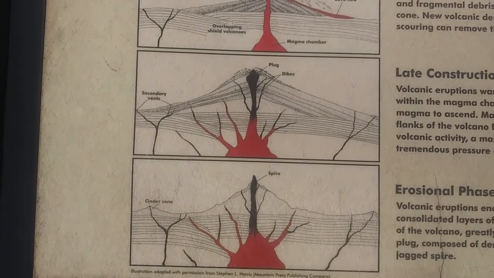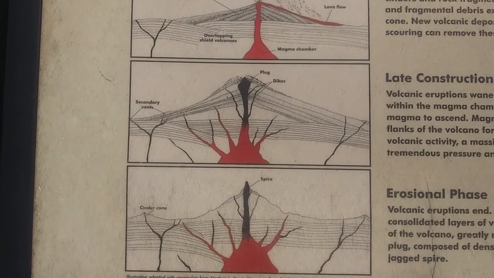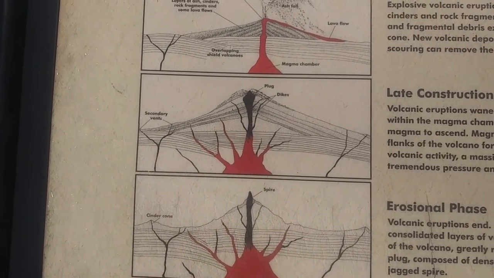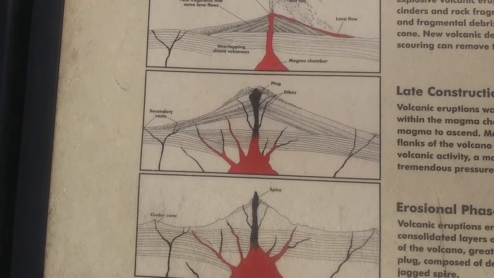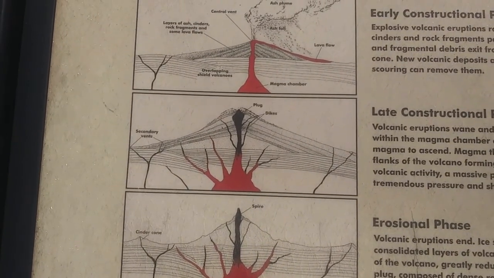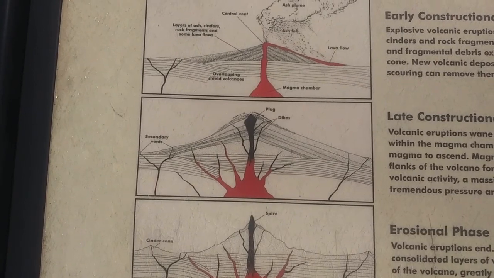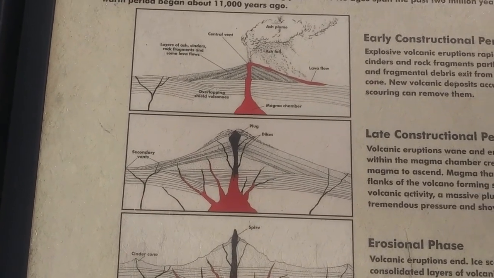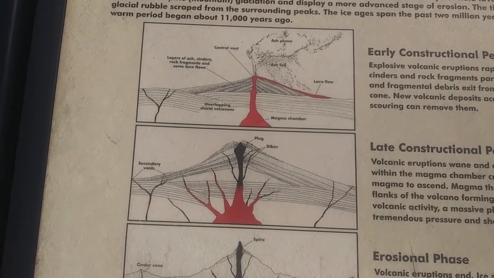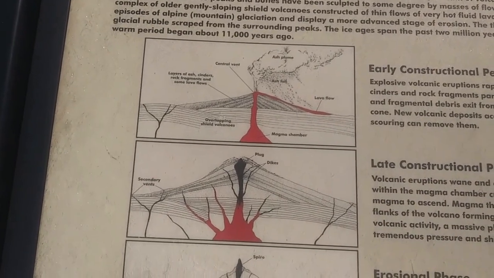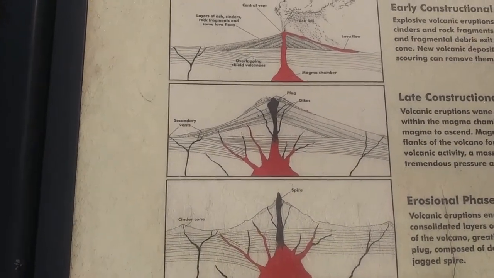Erosional phase. Volcanic eruption ends. Ice scouring and abrasion rapidly strip away weakly consolidated layers of volcanic ash and cinders from the summit and flanks of the volcano, greatly reducing its height and mass. Ultimately, the central plug, composed of dense, resistant lava, is left exposed as a freestanding, jagged spire.